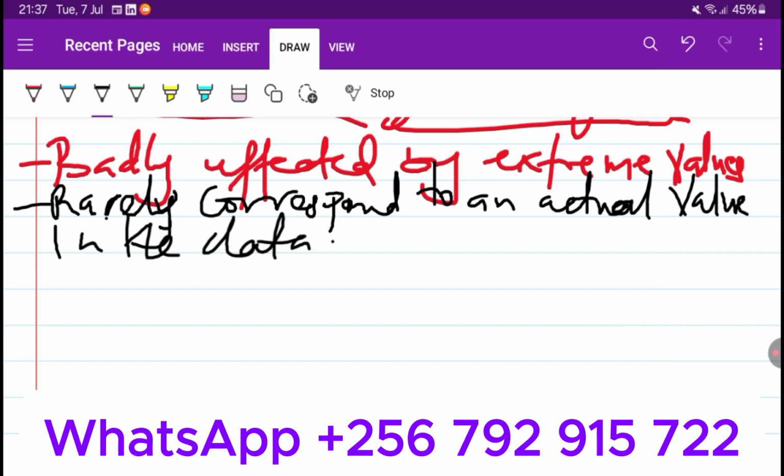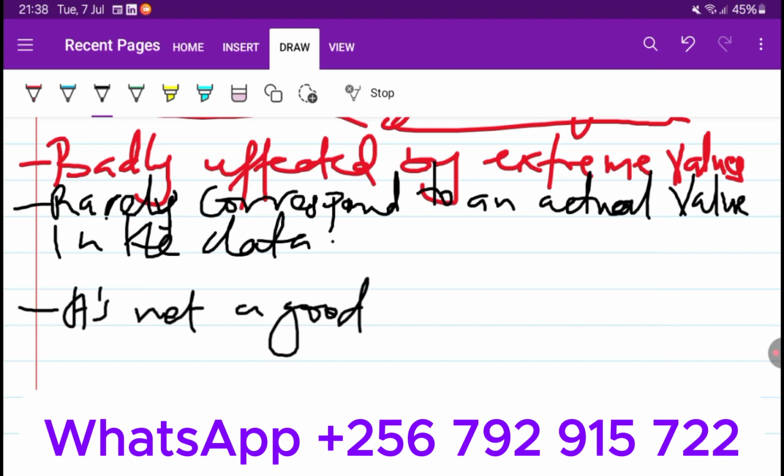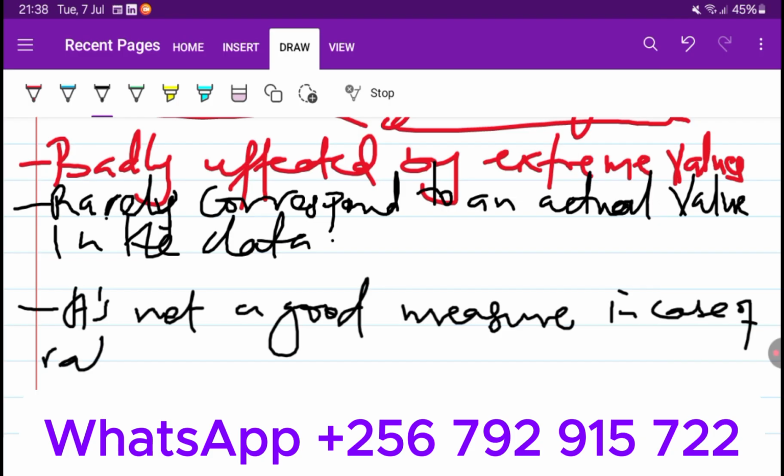Then the other thing is that it's not a good measure in case of ratios. Of course, if you are dealing with ratios, maybe you are doing ratio analysis, you can't use the mean as a method of interpreting the data.